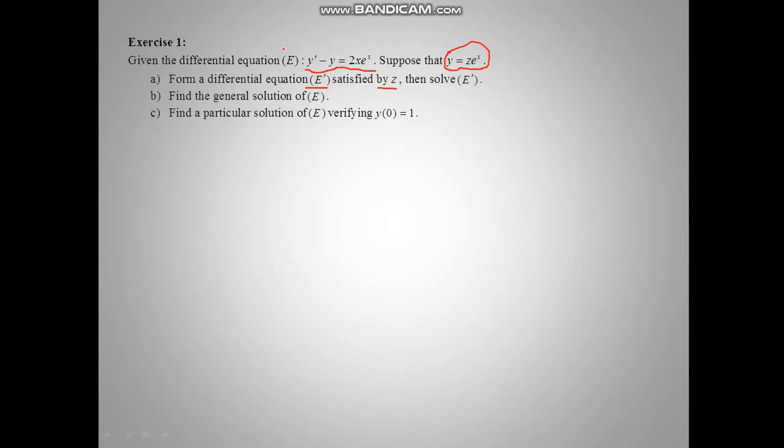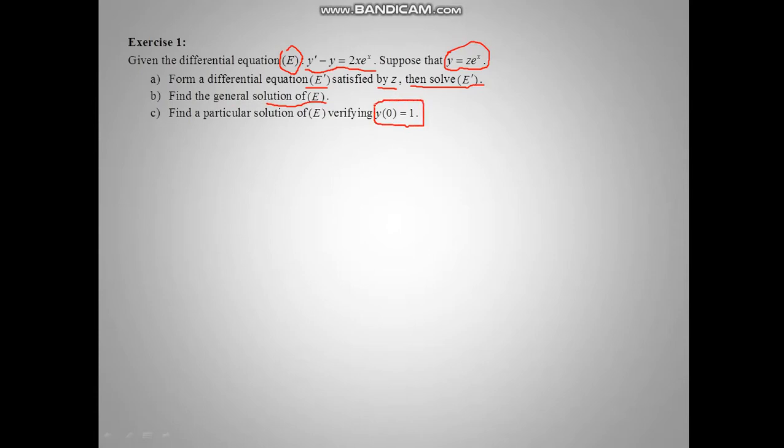So we have a differential equation E here satisfied by y. We are asked to find a differential equation E prime satisfied by z, then to solve this differential equation E prime and deduce the general form of the solution of the differential equation E. And in the last part, we have to find a particular solution verifying a certain initial condition.